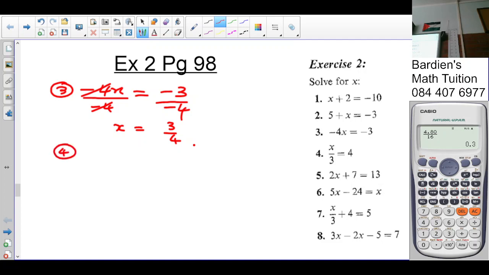You look at number 4. x over 3 is equal to 4. How is x and 3 bonded? Division. So what must I do? Multiply. Must multiply both sides by 3. So that's going to cancel, with x equal to 12.